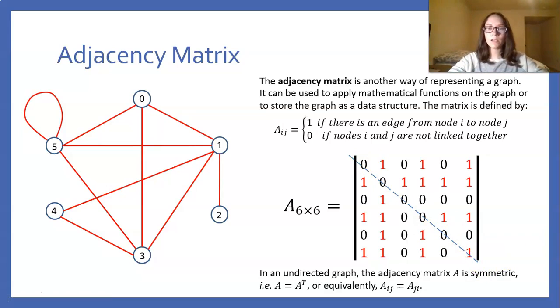So the adjacency matrix is useful because it's a different way to store the graph as a data structure, as I mentioned right here. And it can be an easier way to apply mathematical functions onto the graph. So there are some ways where you might store it as a list of edges between nodes, and then there's ways where using the adjacency matrix, you might be able to perform some linear algebra operations on that matrix, which can give you some new insights onto the graph.